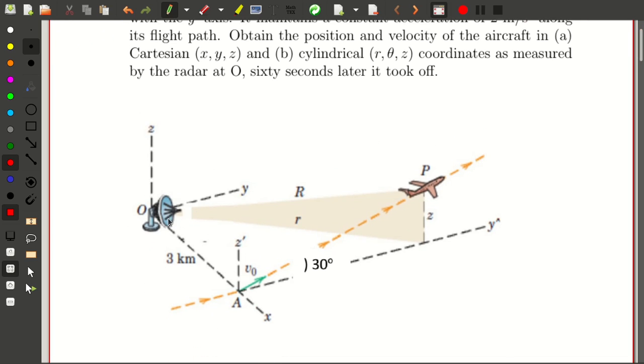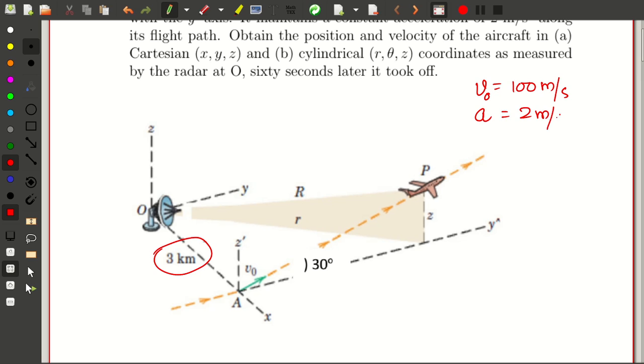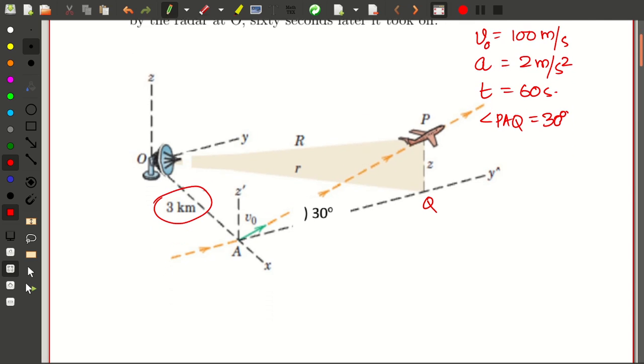You can see that there is a radar here, 3 kilometers away from the takeoff point. The angle of takeoff is given, that is 30 degrees. The initial velocity v0 is equal to 100 meter per second, the acceleration is 2 meter per second square, and the time is 60 seconds. What else is given? The angle that it makes, PAQ. Let's say this is Q, so angle PAQ is given as 30 degrees. So basically we have everything that is required to calculate.